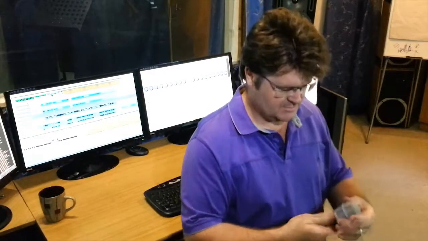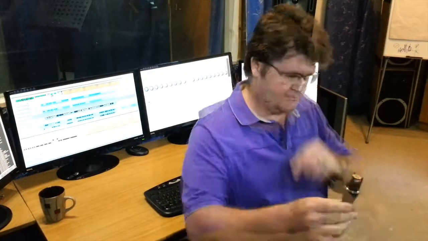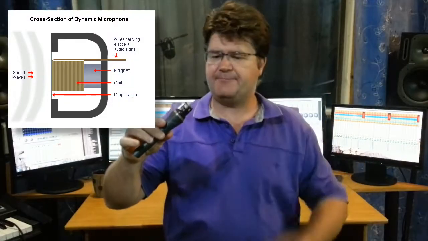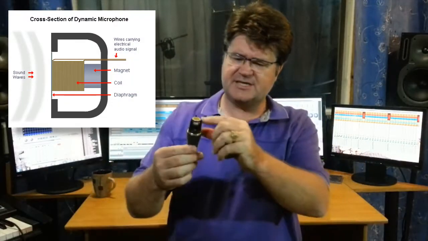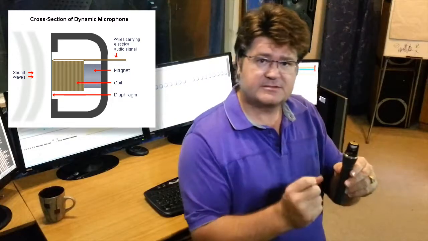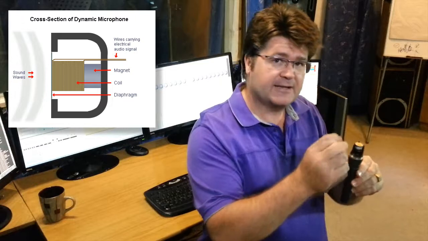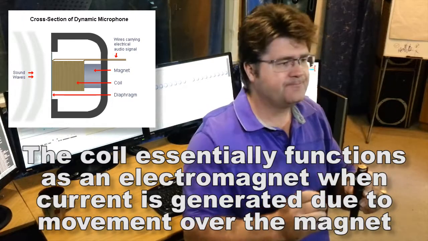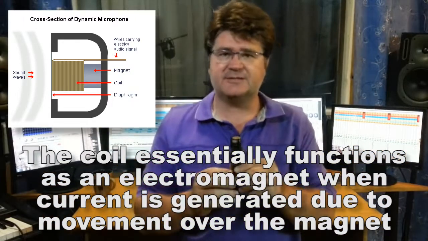Right, folks, I'm back. I have in my hand a Shure Beta 87. Great vocal mic. And to give you an idea of what's happening, I'll also be showing a diagram. But for now, inside here, we have a static magnet as well as an electromagnet. And the diaphragm is connected to the electromagnet.